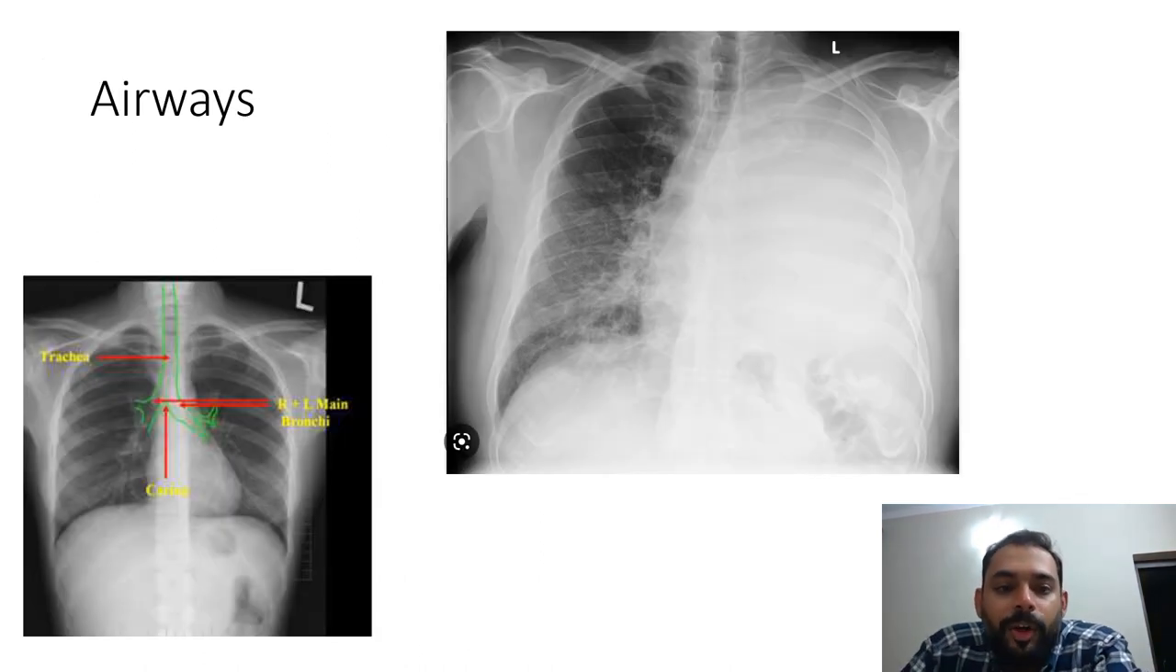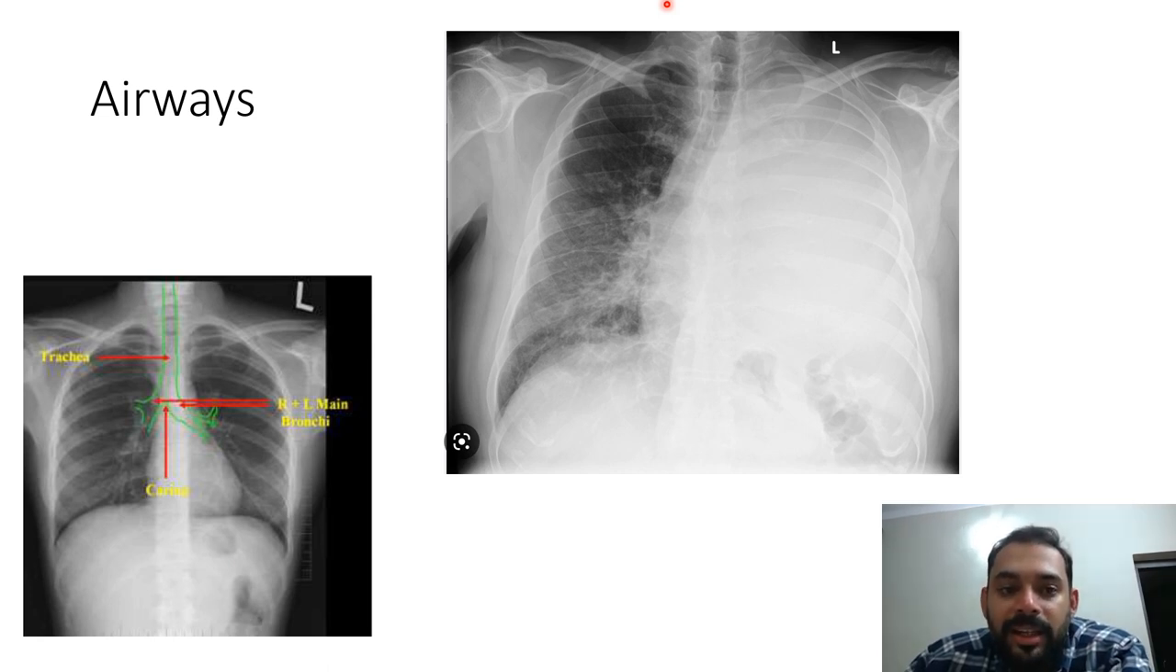A stands for airways. So we have to look at the position of the trachea, the carina, the bronchus. Look for any tracheal deviation. It is normally located centrally or with minimal deviation to the right side.